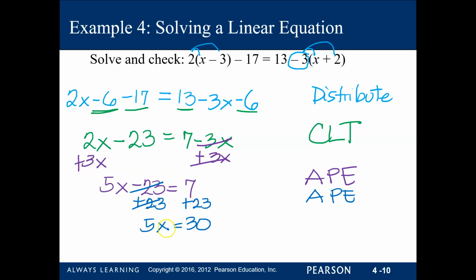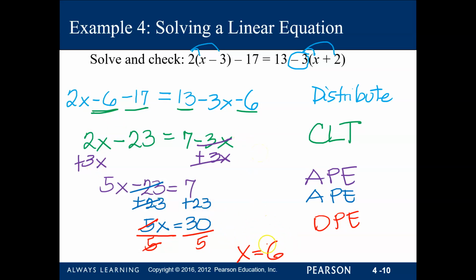And for us to make sure that x is by itself, 5 is multiplied to x. And so to undo the multiplication of 5, then we need to divide by 5. So 5 divided by 5 is 1. 1 times x is x. We also divide 30 by 5. And so it is the division property of equality. And we can see here that x is going to be equal to 30 divided by 5, which is 6.